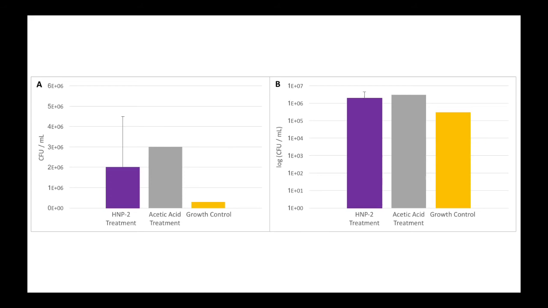However, please note that the AMP treatment average reflects only 3 contact lenses. Furthermore, the acetic acid and growth controls reflect only 1 lens each, which is why no standard deviations are reported for them. There is also no significant difference in colony counts between the samples taken in 20-minute intervals.